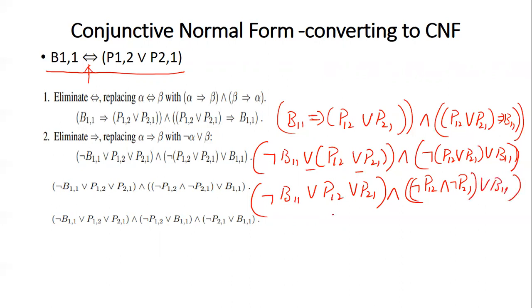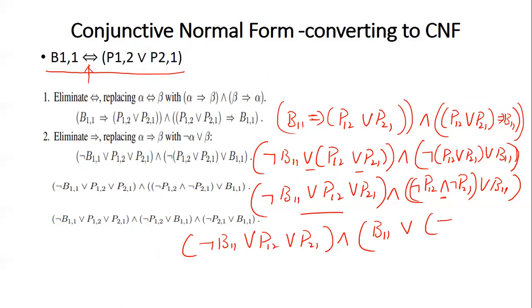Right? Fine. Still it is not in conjunctive normal form. It should be in product of sum. This left side part is okay, but here there is one and. So this is not B11 or P12 or P21. And now distribute this B11 over here, or for our understanding, we can represent it like this: B11 or not P12 and not P21, right?